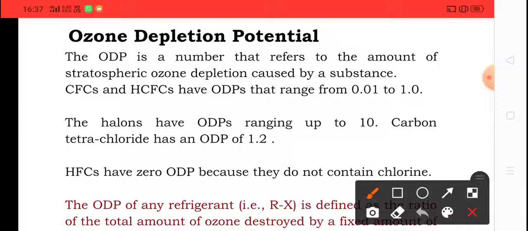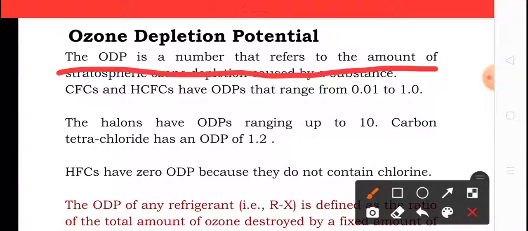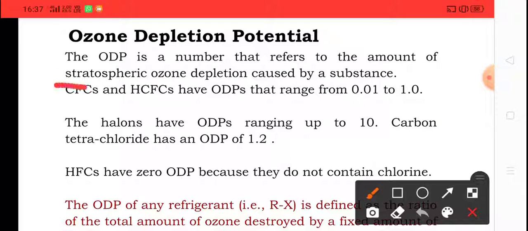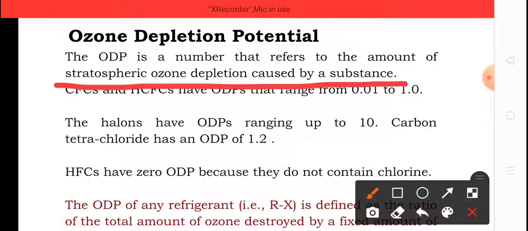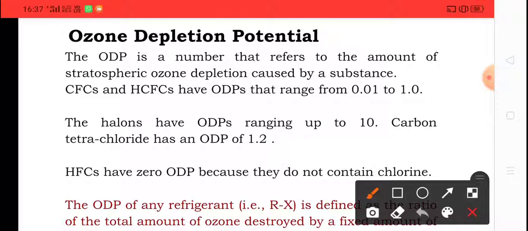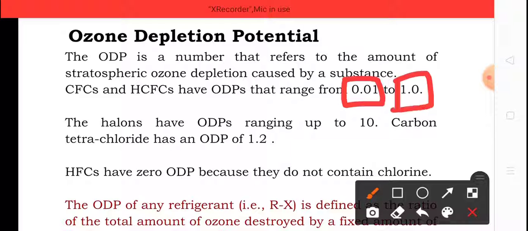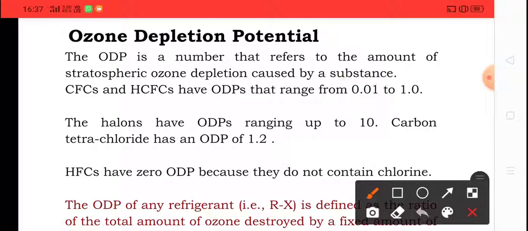Here it is written that the ODP is the number that refers to the amount of stratospheric ozone depletion caused by the substance. Means ozone depletion potential is a number by which we can know the potential of a substance to deplete the ozone. The refrigerant with 0.01 ODP is safer than the refrigerant with 1.0 ODP. So we have to select the refrigerant with less ODP.